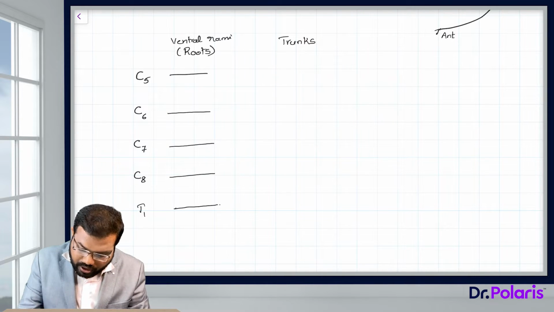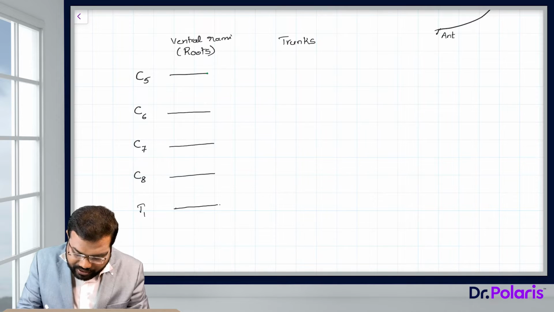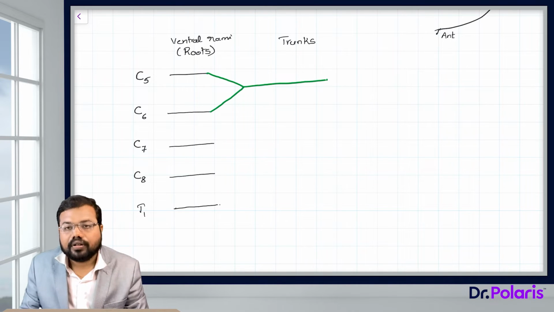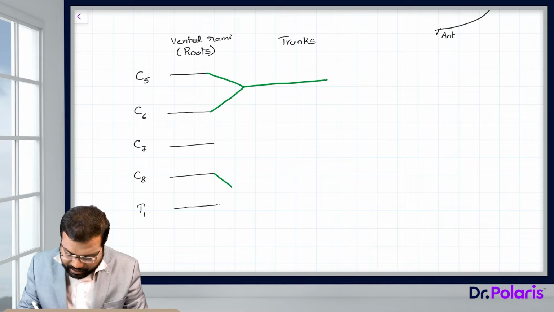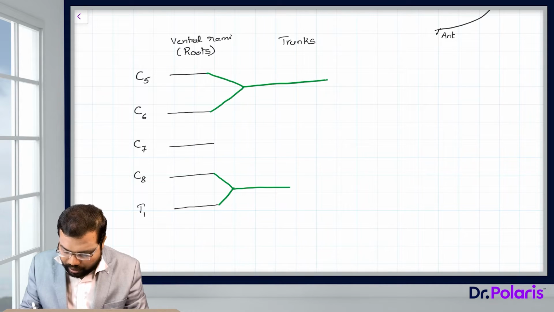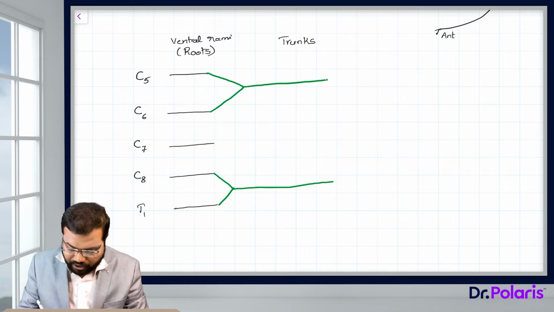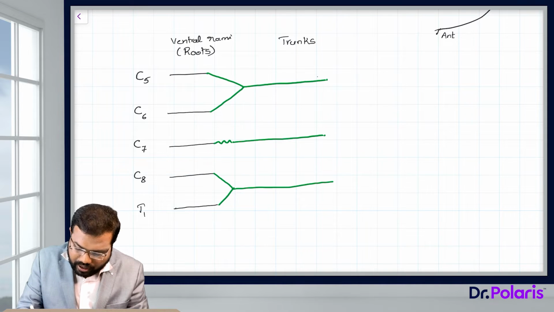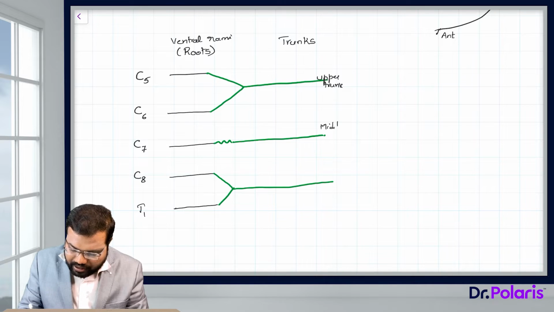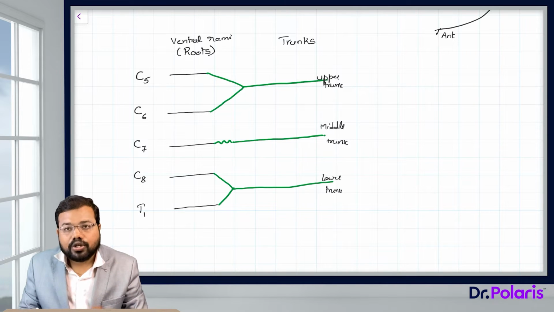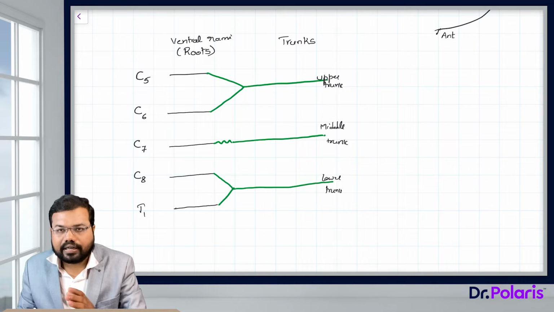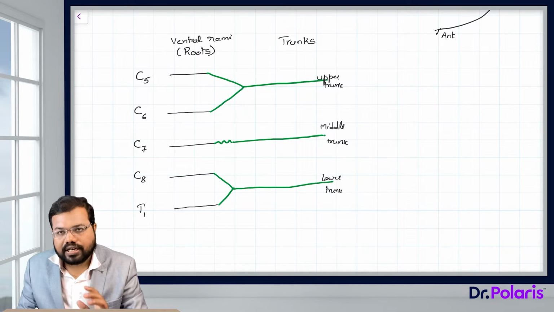Now these roots fuse together forming trunks. How? I'm taking another color. The C5 ventral ramus and C6 ventral ramus fuse to form the upper trunk, whereas the C8 ventral ramus and T1 ventral ramus fuse to form the lower trunk, whereas C7 will continue as the middle trunk. So we have the upper trunk, middle trunk, lower trunk, right? So roots are continuing as trunks.